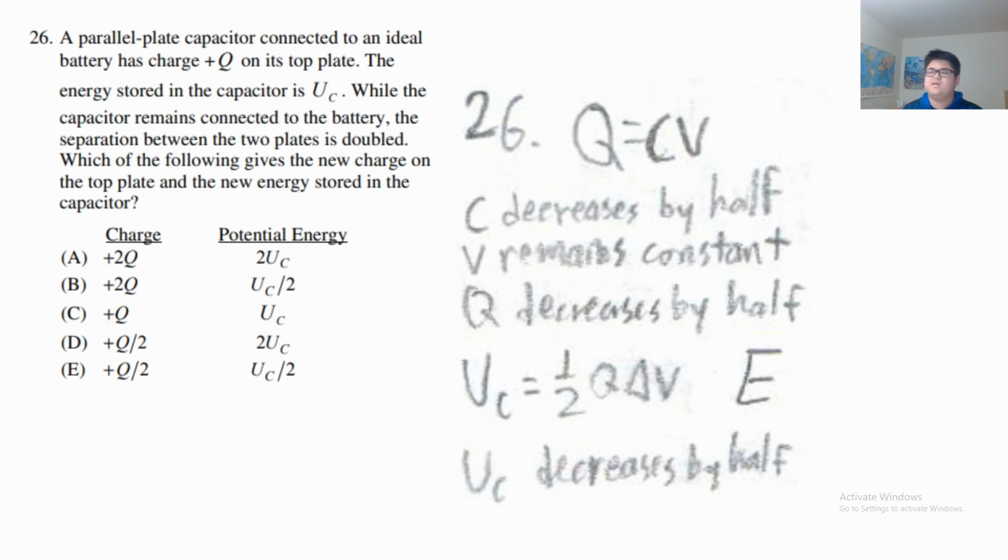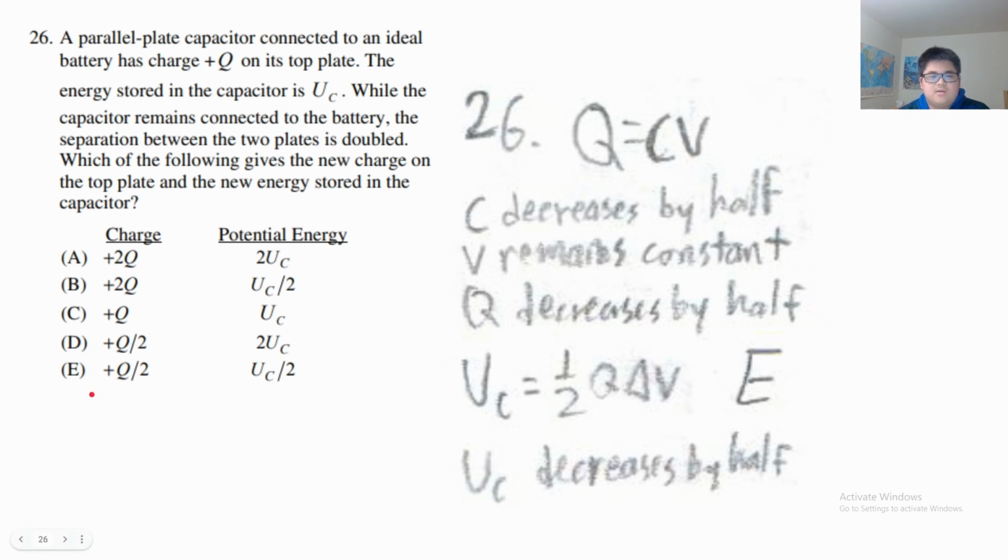Anyway, since the capacitance decreases by half, and since the voltage remains constant, then the charge also has to decrease by half in order for Q equals CV to remain true. The reason why the voltage remains constant is because it is still connected to the battery. Since it is still connected to the battery, the voltage must remain constant. So therefore the new charge on the capacitor would decrease by half, so it must be either D or E.